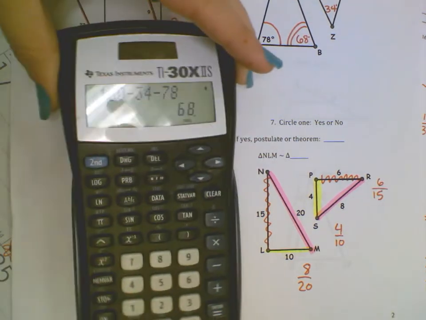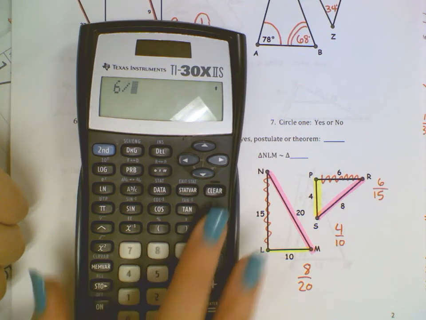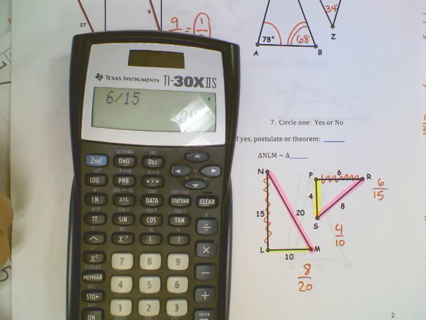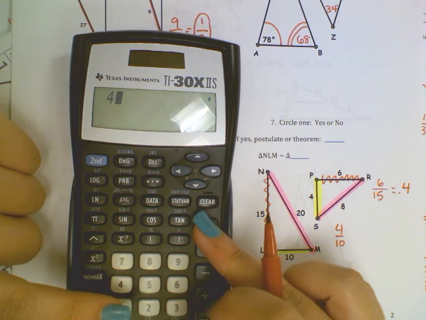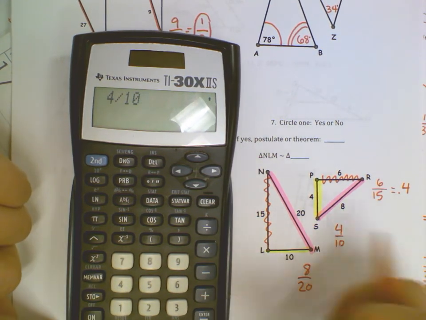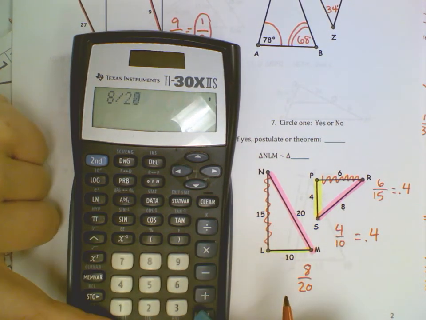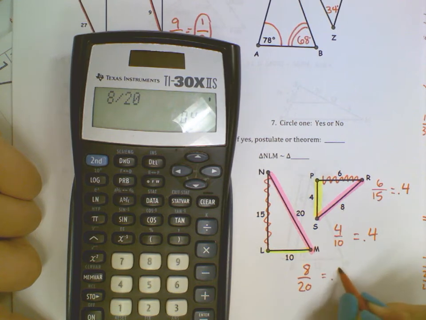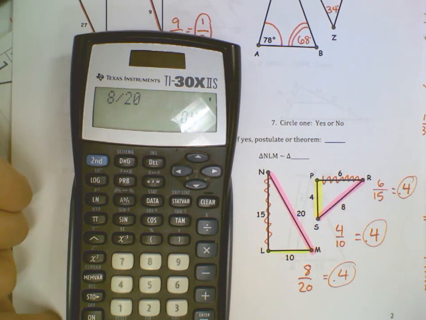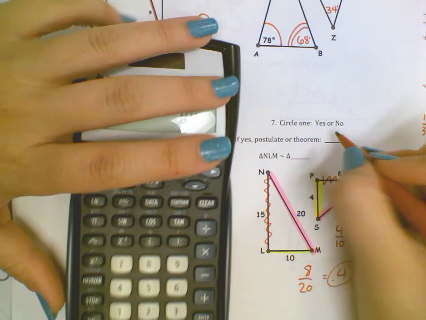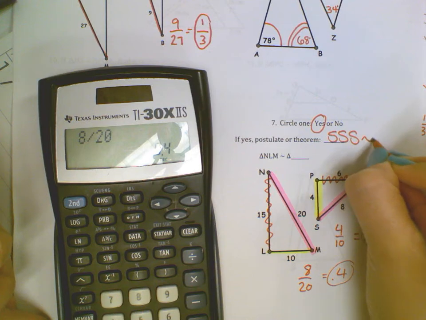Now I need all of those to be equal in order for these triangles to be similar. So 6 divided by 15 gives me 0.4. 4 divided by 10 gives me 0.4. And 8 divided by 20 gives me 0.4. Since all of these are the same, then I can say that the sides are proportional. So yes, these two triangles are similar by side, side, side similarity.